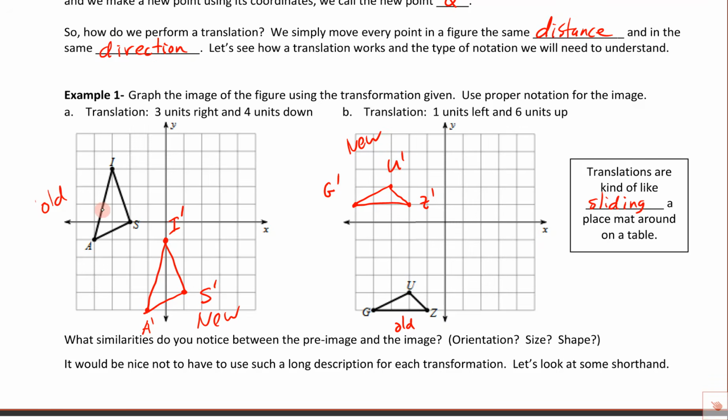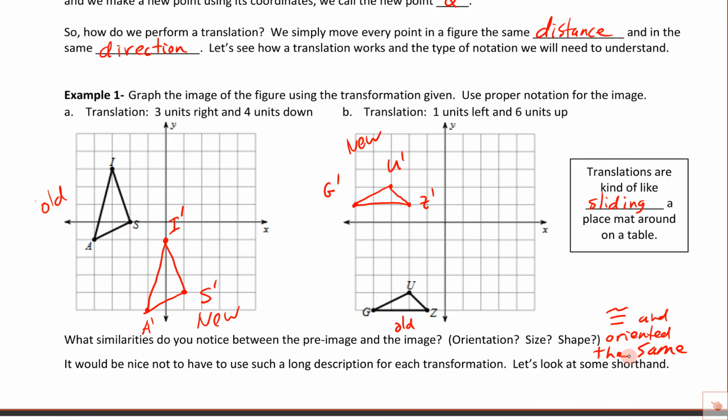So if we compare the old one with the new one, the pre-image with the image, you'll notice that they are exactly the same. They're actually congruent and they're oriented the same direction. So I'm going to just write down congruent and oriented the same. Okay? So they're congruent and they're oriented the same.